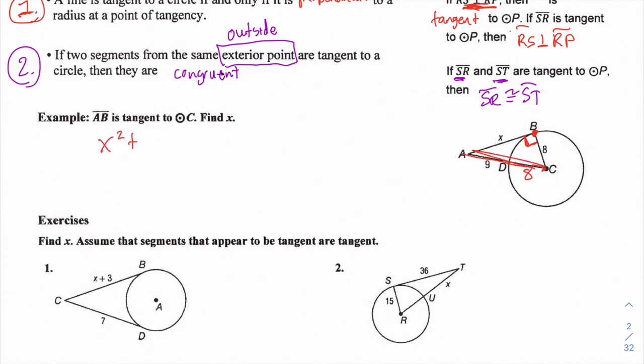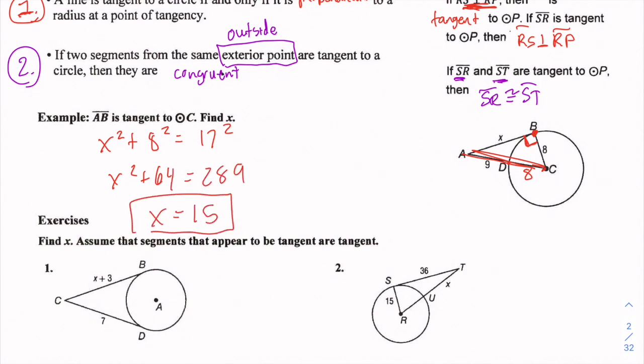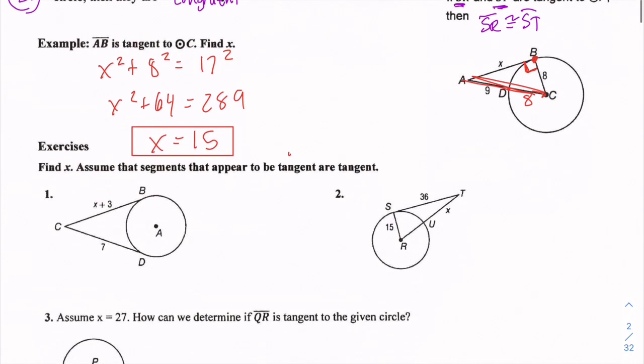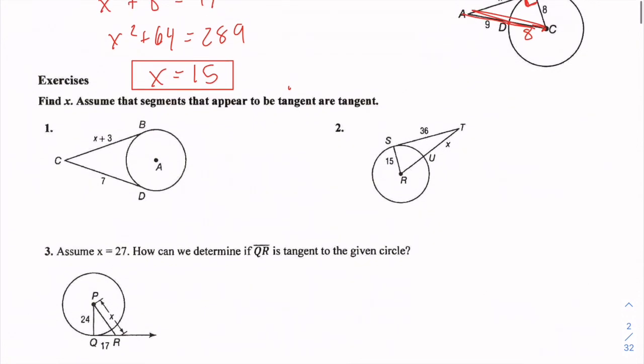So it'll be x squared plus 8 squared equals 8 plus 9, which is 17 squared. Boom, boom. 289, little math magic. x would equal 15, okay? Make sure you guys practice with your calculators. All right, I'll do example 1 and then you guys can try the other 2, okay?